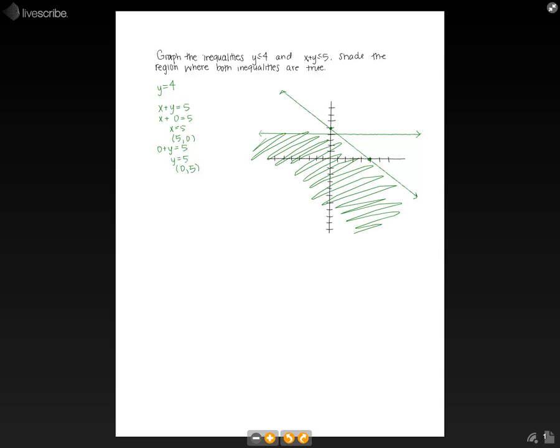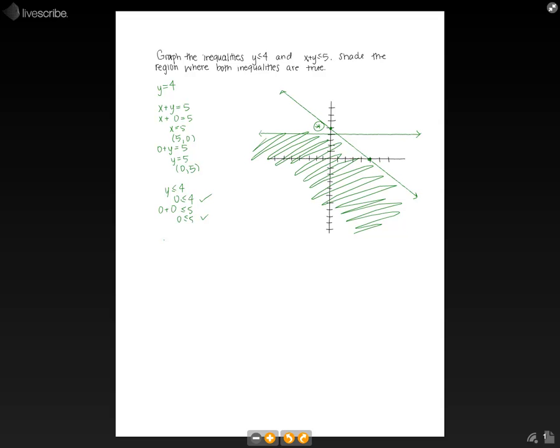We can test this by, if we plug in 0, 0, to our y is less than 4, we would have 0 is less than 4, which checks. And if we plugged 0, 0 into our x plus y is less than 5, we would have 0 is less than 5. That checks.